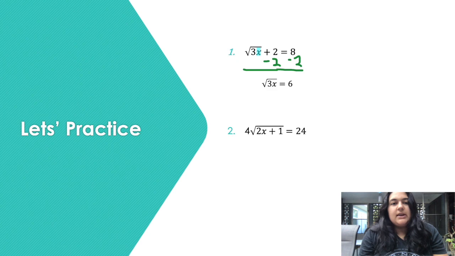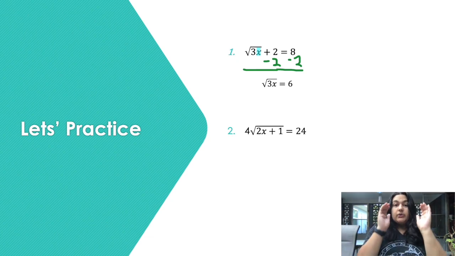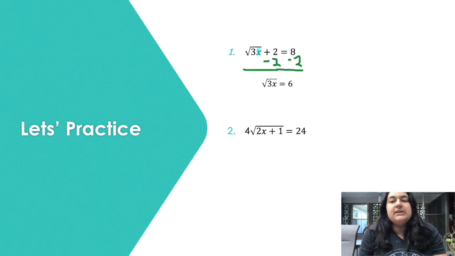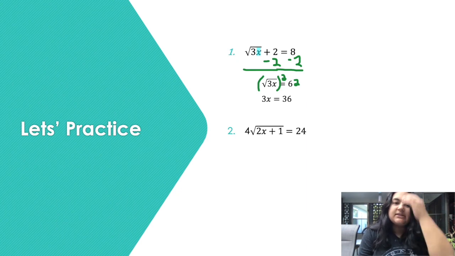Then I am going to get the square root of 3x is equal to 6. Those 2's cancel. 8 minus 2 is 6. Now I have isolated my radical. I need to square both sides. I have my hands like this because I'm reminding you to use parentheses. So I'm going to square both sides, and the square undoes the square root. So I will be left with 3x is equal to 6 squared, which is 36.